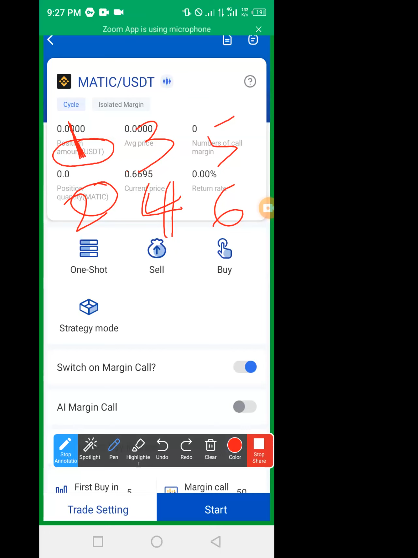So you say, I don't want to put all my $100 all at once. Let it buy in bits. So we call that margin calls. It is buying in calls, or we can say it is buying in steps.